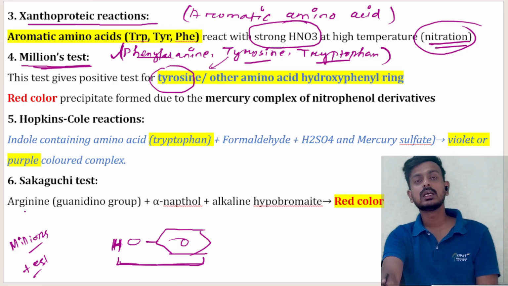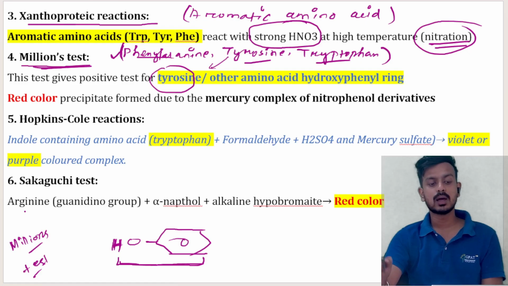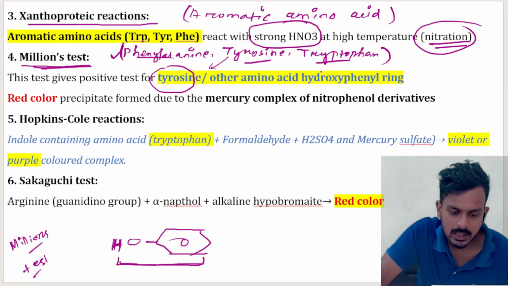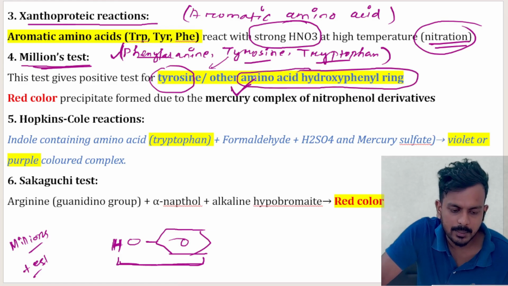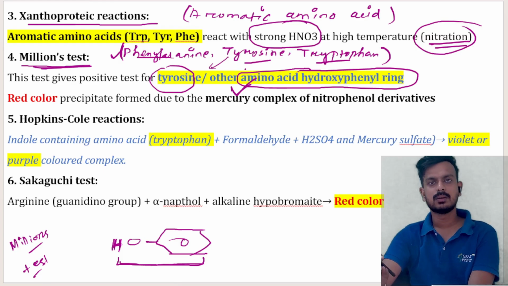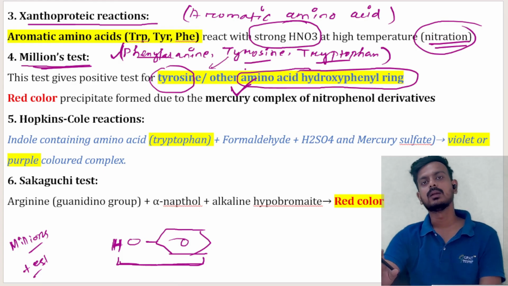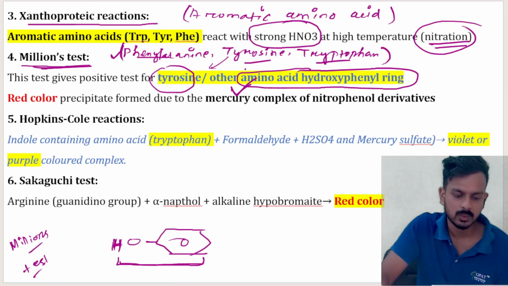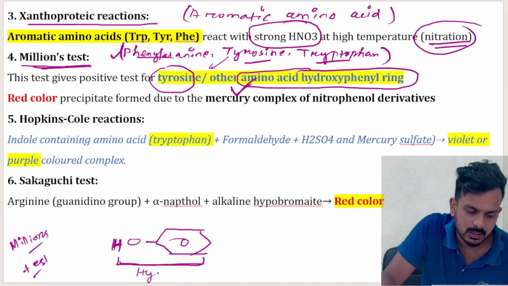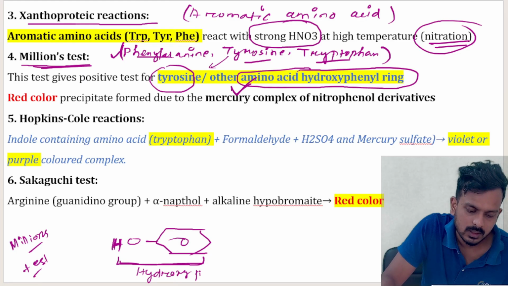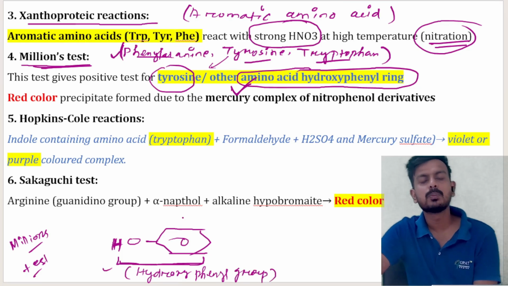So what structure should an amino acid have to be detected by Millon's test? You should understand that it is an amino acid with a hydroxyphenyl ring. If an amino acid has a hydroxyphenyl ring, then it can be detected. Understood? I hope you understood. It should have this group. This group's name is the hydroxyphenyl group. What is the name of that group? Hydroxyphenyl group. Okay. Next is the Hopkins-Cole reaction.